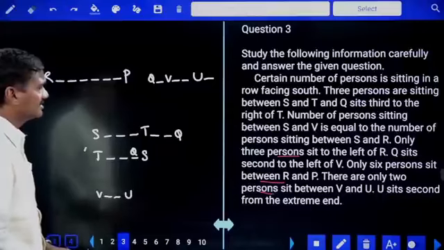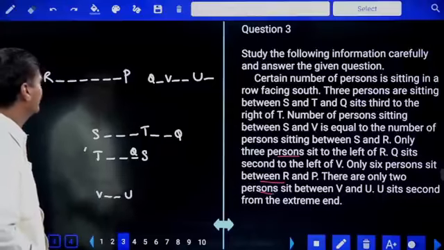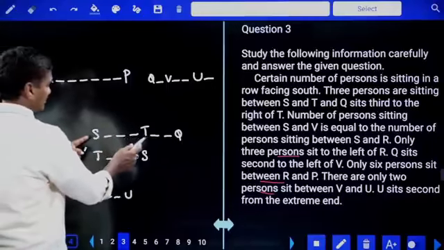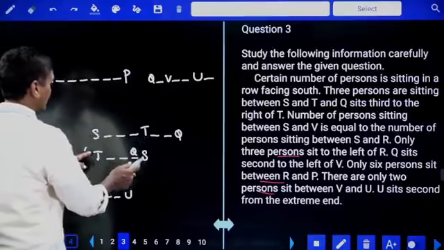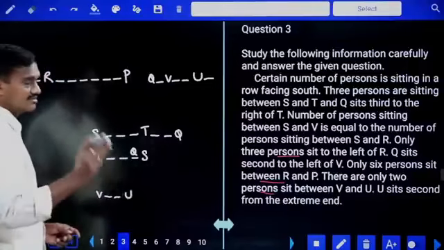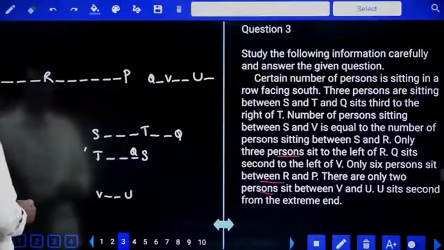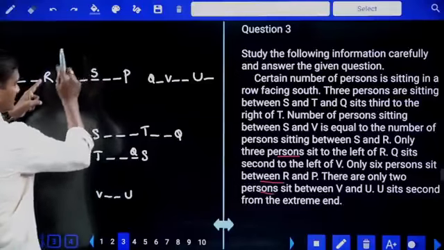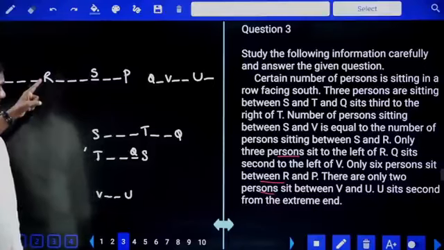Number of persons sitting between S and V equals the number between S and R. And between S and T, how many are there, tell me? 3 members. Since S and T have 3 members, S and V equals S and R. Between S and R there must be 3 members. For 3 members between S and R, S must be on the right hand side of this one. Right?